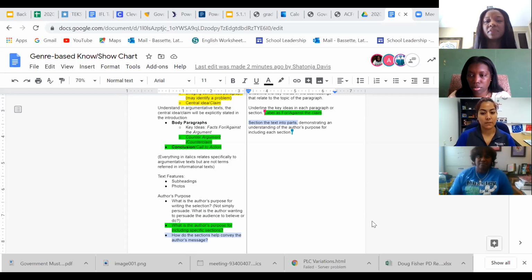Right. So as we go through that particular day, we know that we want to really look at the text structure and how it's written so that the students can understand that every part of the text is purposeful.